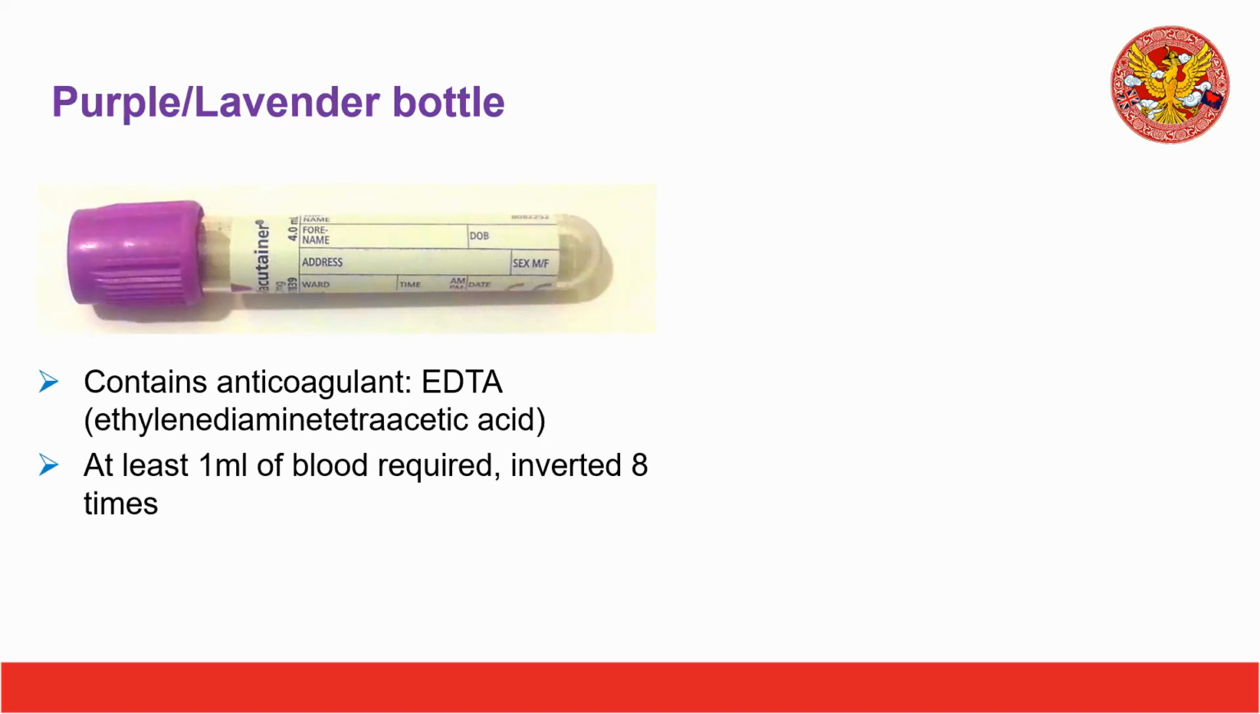The first one, and probably one of the most commonly recognized, is the purple or the lavender bottle, which contains an anticoagulant called EDTA. When you collect blood in this bottle, you want to get at least 1 milliliter of blood, and make sure that you invert it at least 8 times. In terms of the range of tests that are conducted, the most important is obviously your full blood count.